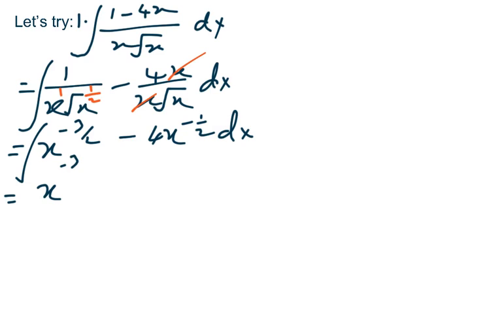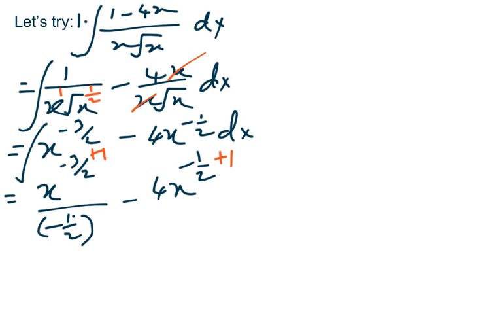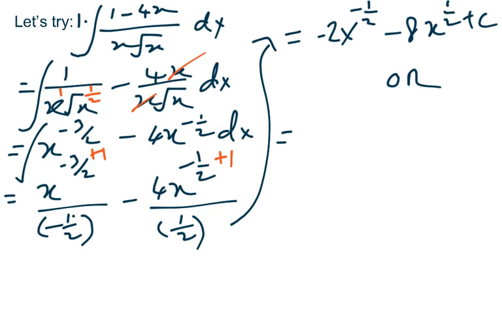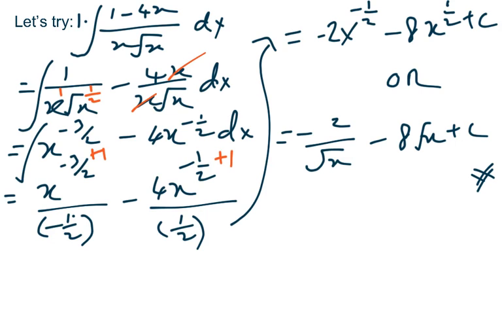So x^(-3/2) plus 1, you will get negative 1/2. Minus 4x^(-1/2) plus 1, so you are going to get positive 1/2. Continue to simplify the equation. You are getting -2x^(-1/2) minus 8x^(1/2). Don't forget to add c. Or you can even write your answer as -2/(x root x)... -2/root x minus 8 root x plus c. Both answers are acceptable.